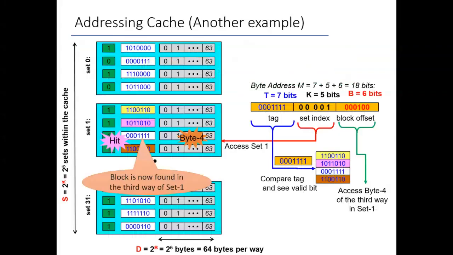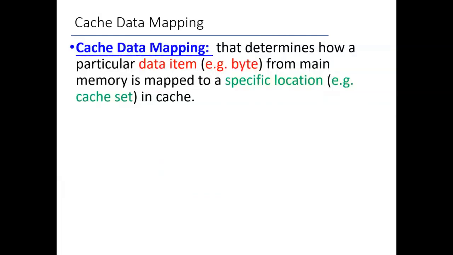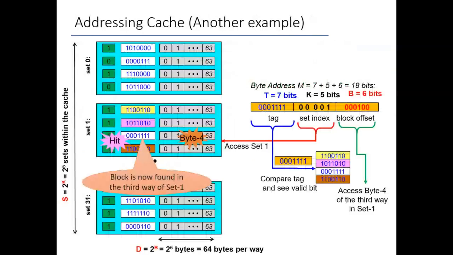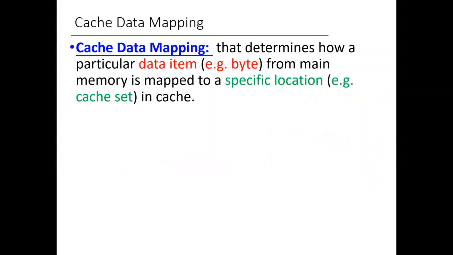So now the cache data mapping determines how a particular data item from memory is mapped to a specific location. Can you see here? Now I'm going to elaborate on it further. I also explained it in my first lecture, but I'm going to repeat it. So what is the cache data mapping?